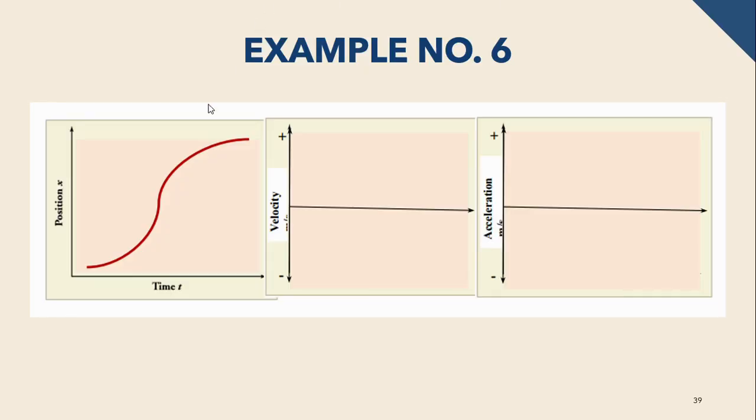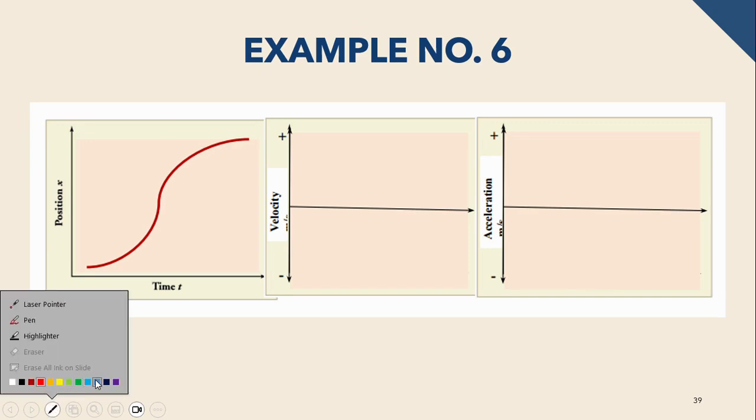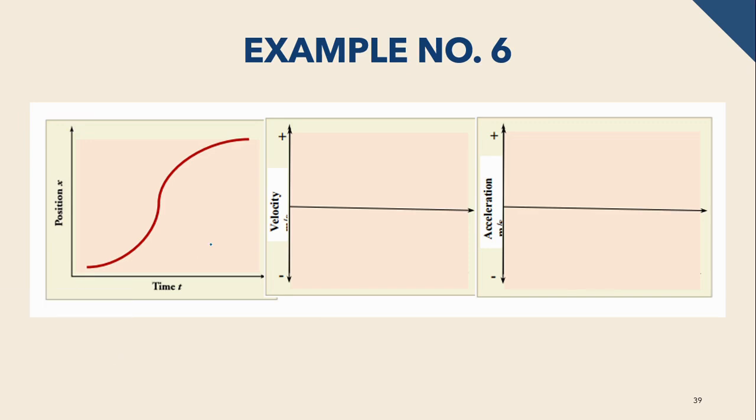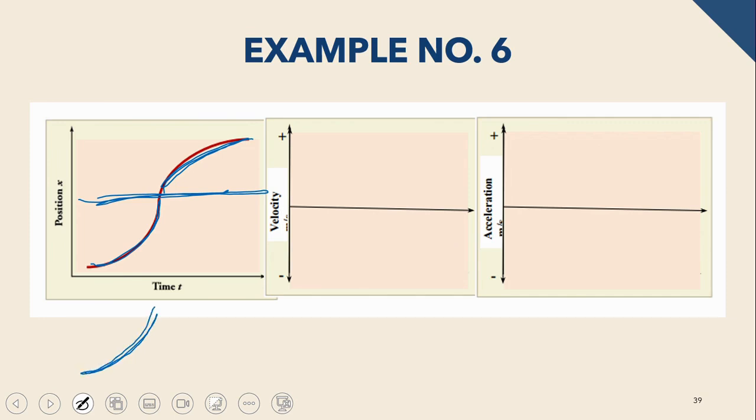Okay, example number 6. This one might look a little bit funky, but it's actually pretty simple. So what I recommend we do is break this graph into two parts: this first curve over here and this second curve over here. So let's look at that first curve. It looks like this. We start with a pretty flat slope.